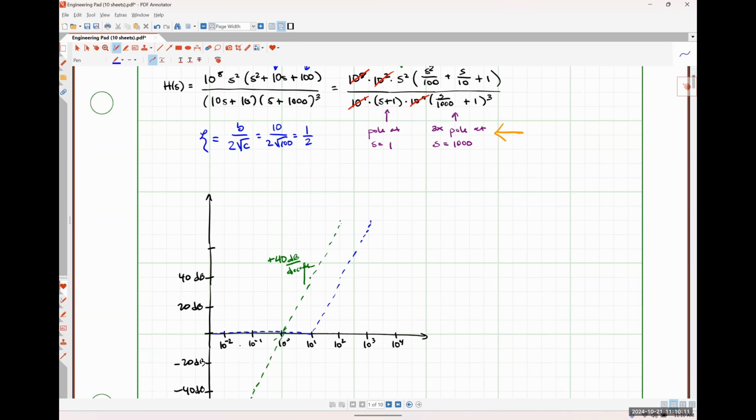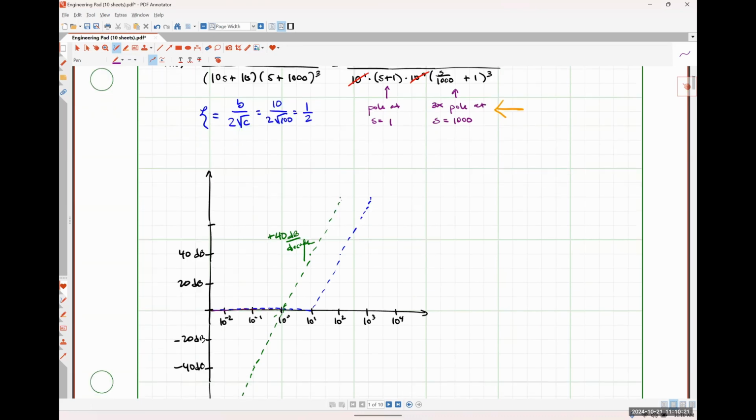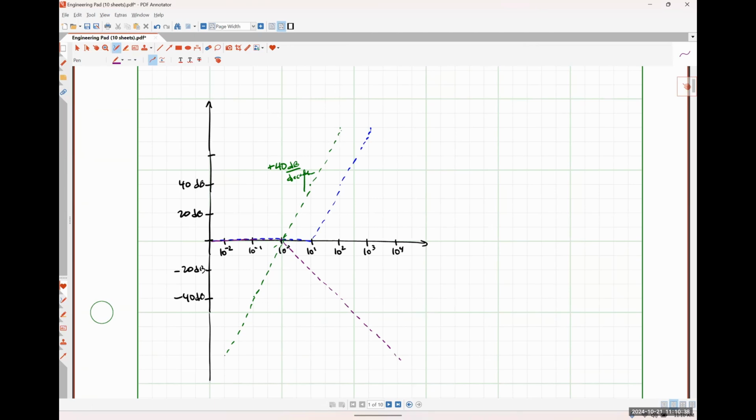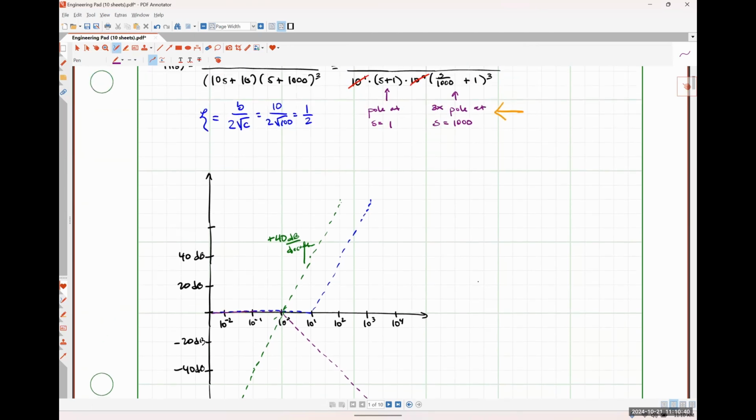Then I have my pole at s is equal to 1. So this guy is going to go down at 20 dB per decade, starting at 10 to the 0. Like so. And then lastly, I have my 3 times repeated pole. So that means we're going to decay at negative 60 dB per decade, and that's going to start at 10 to the 3.